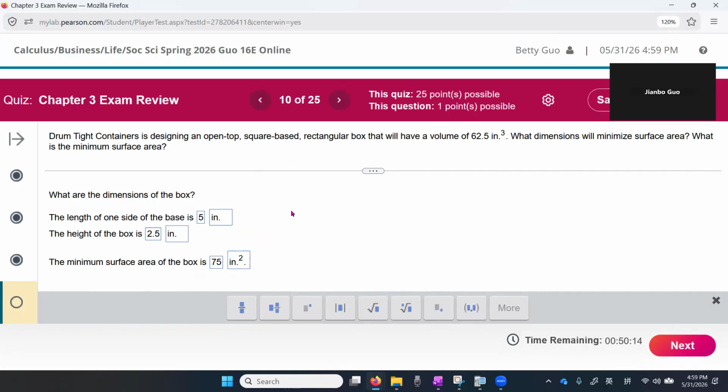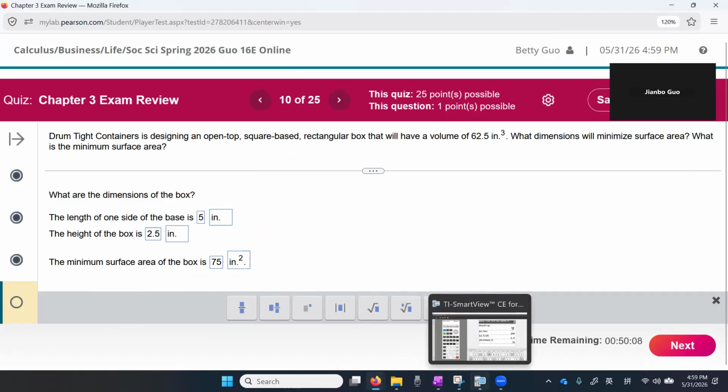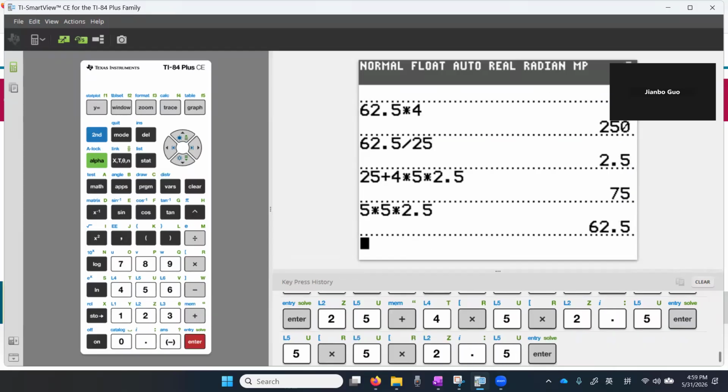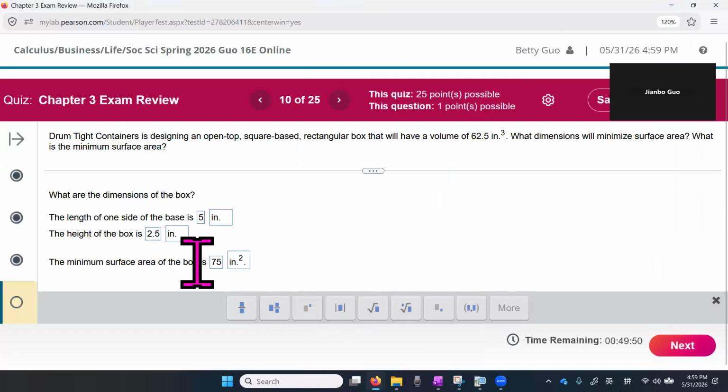Actually, I want to double check here, okay? Volume is 5 times 5 times 2.5. And in the bottom area, 4 walls, 5 times 2.5, 75. All right. So that's this problem.